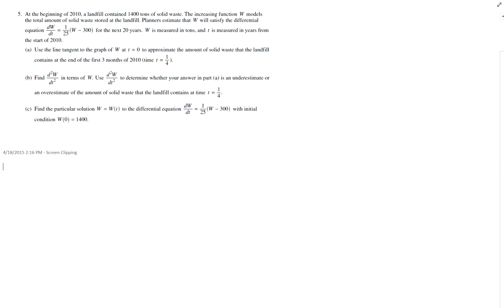This is a good one. It's nice to look ahead sometimes like that. So A, find the tangent line to approximate. I've got to find the tangent line at t equals 0. So when t is equal to 0, what's the slope? Well, let's plug it into dW/dt.